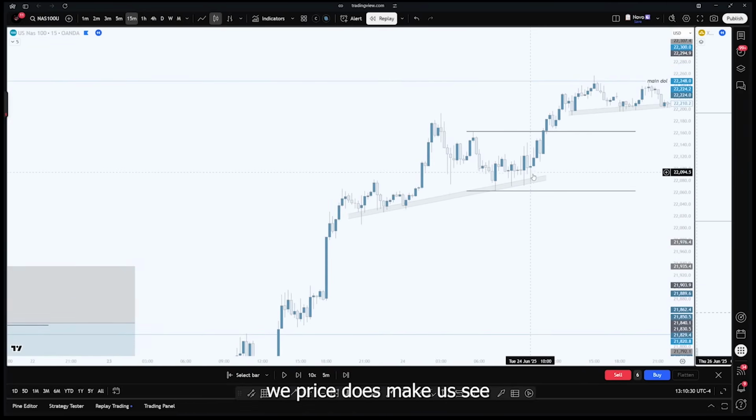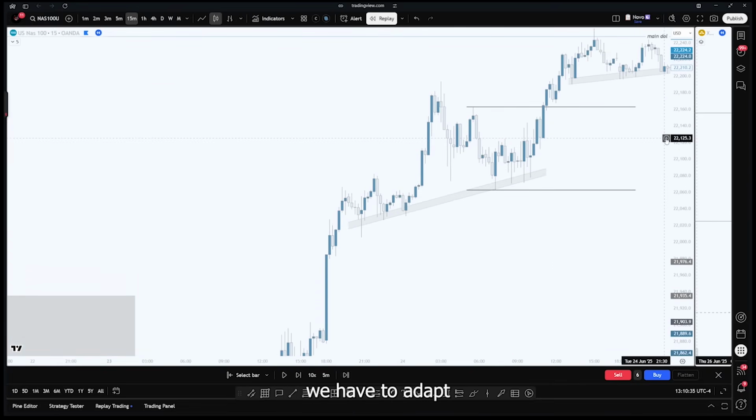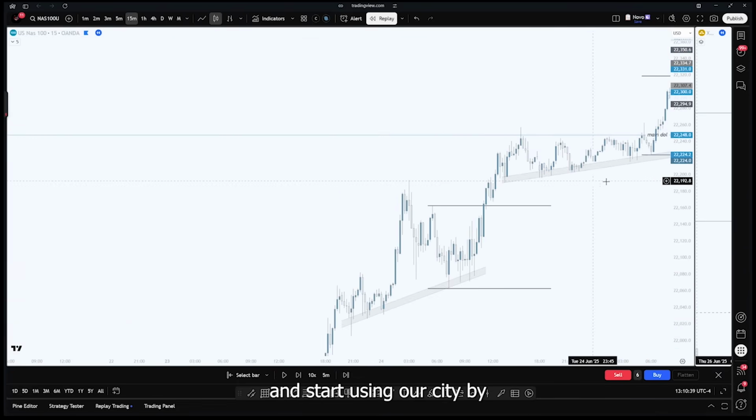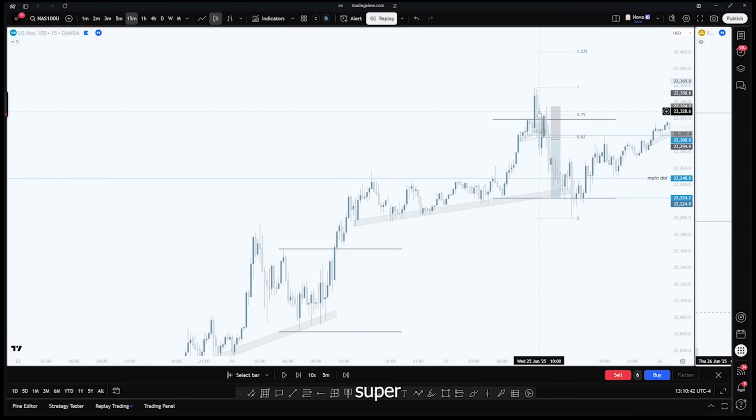Now, there are variations where price doesn't make a sweep and then just continues higher. These are the days where we have to adapt and start using our CIT. But as you can see right here, this was another sweep of the high to the lows.